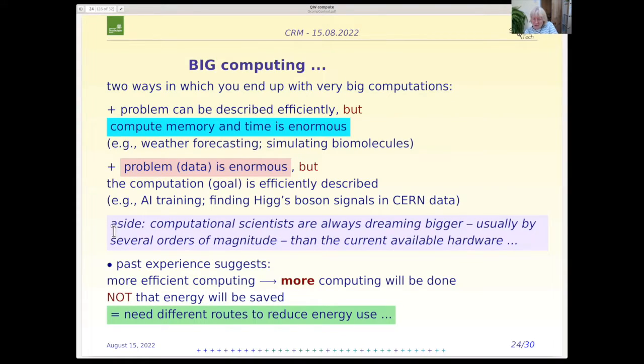The other thing to realize is that computational scientists are always dreaming bigger, usually by several orders of magnitude than currently available hardware. And past experience tells us that if you've got more efficient computing, what will happen is more computing will get done, not that we'll save energy. So if we need to curb our computing power, we will need some different routes to do this.